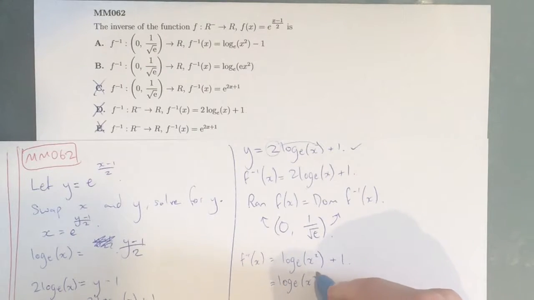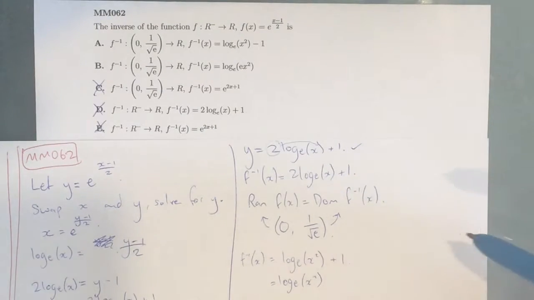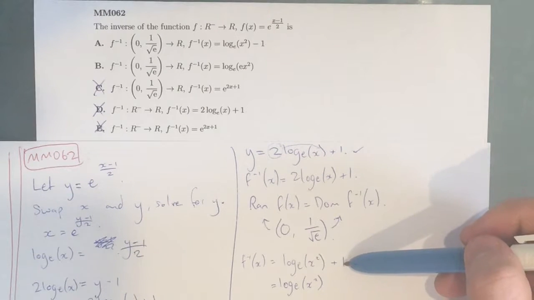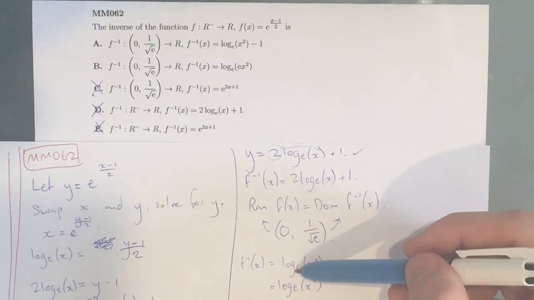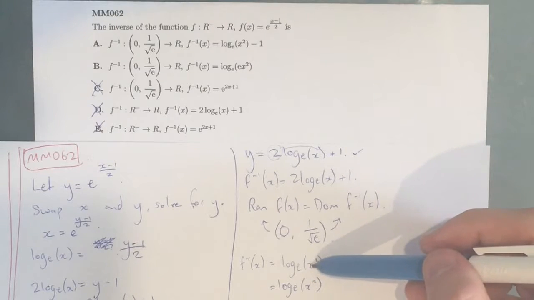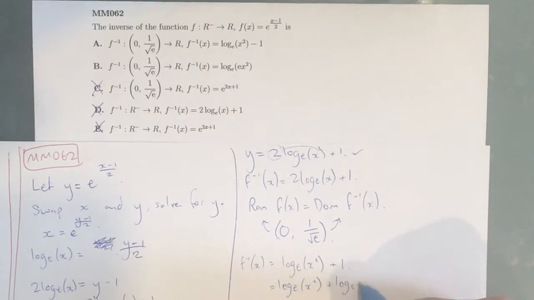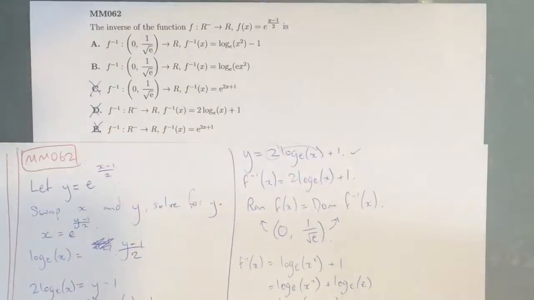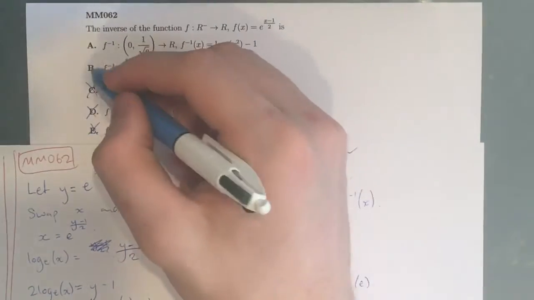What else can we do to change it into a different form? One of our log laws states that log with the same number as the base in the bracket is equal to 1, which means that 1 is equal to log e of e. Now, one of our other rules is the multiplication addition rule. Whenever you're adding 2 logs together with the same base, you can merge them into one log with the same base and times the 2 numbers in the brackets. So you get log e of x squared times e, which equals log e of e x squared, which is actually our answer B. The domain is correct, the rule is correct, so our answer is B.